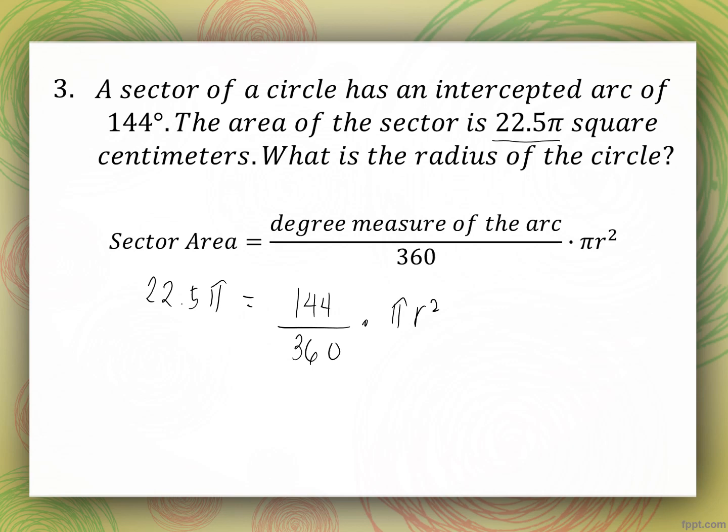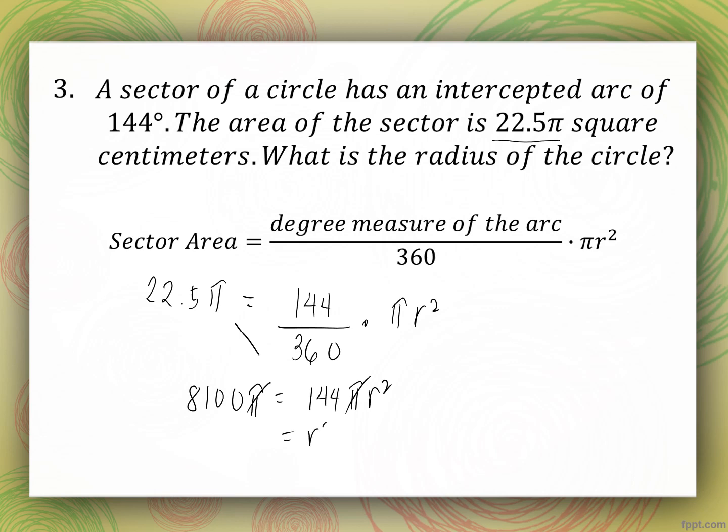Okay, let's cross multiply 360 and 22.5. 22.5 times 360 is 8,100 pi. And then on the right side we'll be left with 144 pi r square. So we have pi on both sides, so we can cancel that one out, and we'll be left with 8,100 is equal to 144 r square. So let's divide both sides by 144.